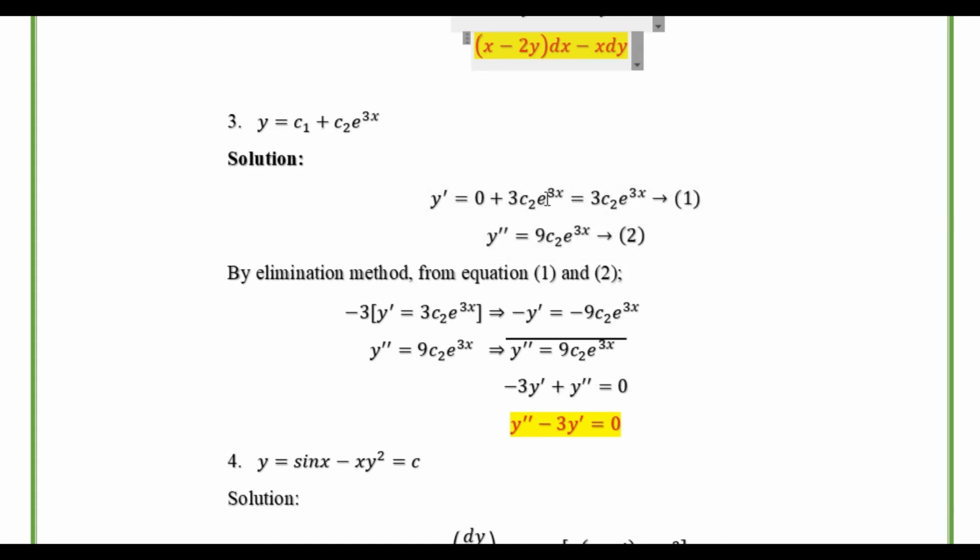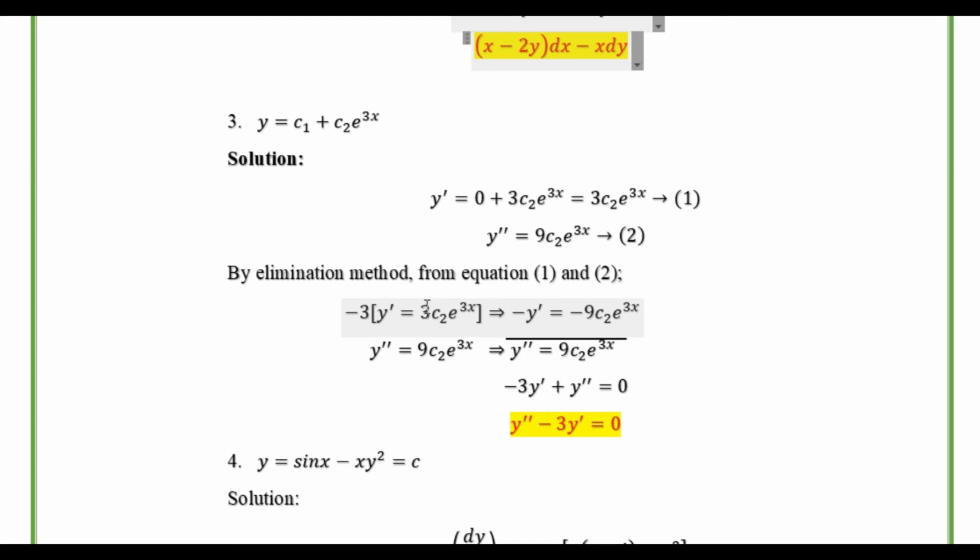So, we let the first derivative be equation 1 and the second derivative be equation 2. So y prime equals 3c sub 2e to the power of 3x, and equation 2 is y double prime equals 9c2e to the power of 3x. Recall that to eliminate a certain variable, the signs must be opposite and at the same time the numerical coefficients must be equal. Our goal is to eliminate the C2. So to eliminate C2 here, this 3 must become 9 so they are equal, and one of them must be negative.